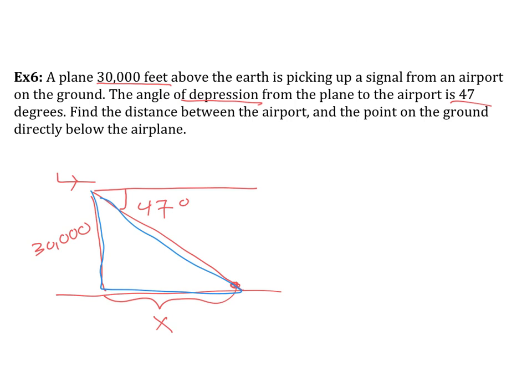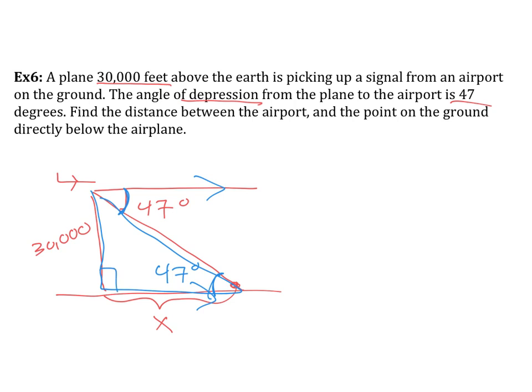One thing that's convenient here: the flight path for our plane and the ground are going to be parallel lines, which means that we have a set of alternate interior angles with our angle of depression and that alternate angle of elevation if we were on the ground. So those are both going to end up being the same. We now have an angle, we have a side, and we're trying to find the other side for our right triangle. So we can go ahead and use our tangent ratio.